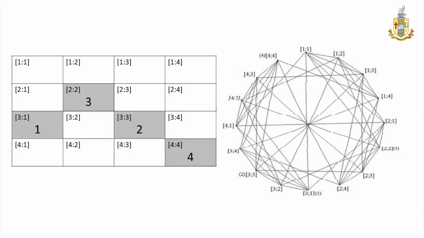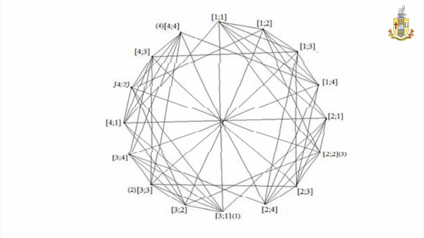Taking the digit 1, that is the 3-1 cell, as the 3-1 vertex in the graph, it is joined to the vertices 1-1, 2-1, 4-1, 3-2, 3-4, 3-3 and 4-2. Here is the graph corresponding to the Sudoku task.